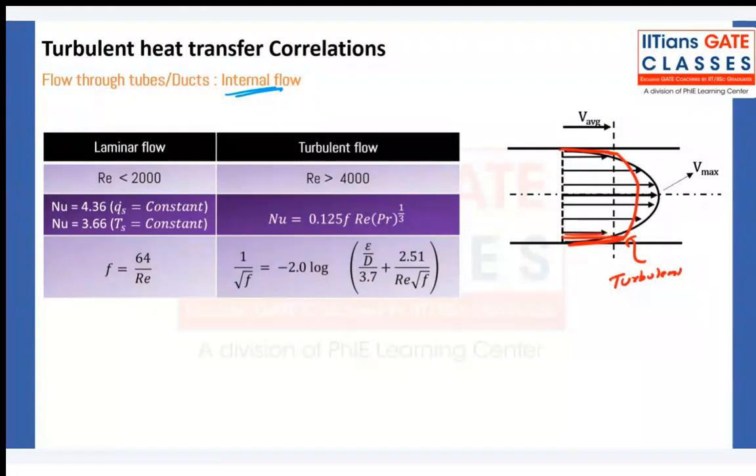Again, these are some relationships. Here we have 4.36 and 3.36 for laminar flow, and this is for the Nusselt number. Again, you don't need to remember all this. These relationships you don't need to remember.